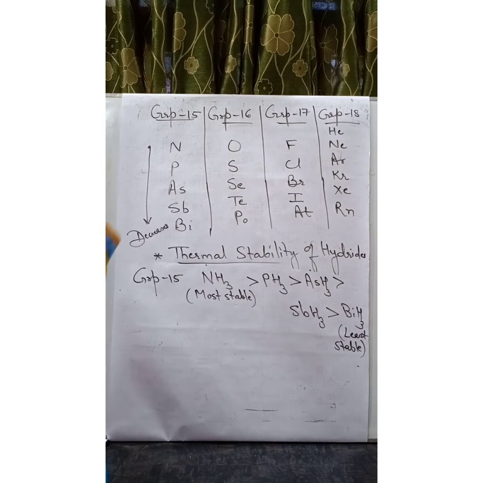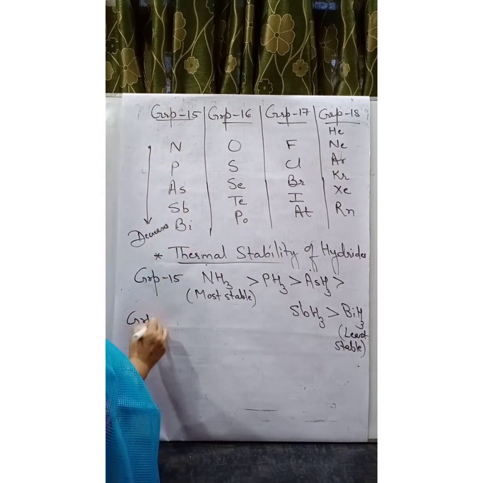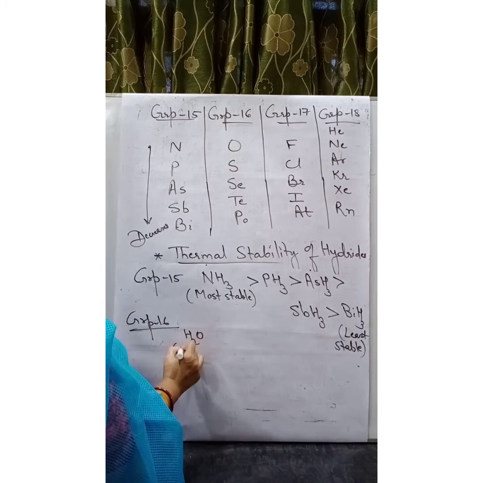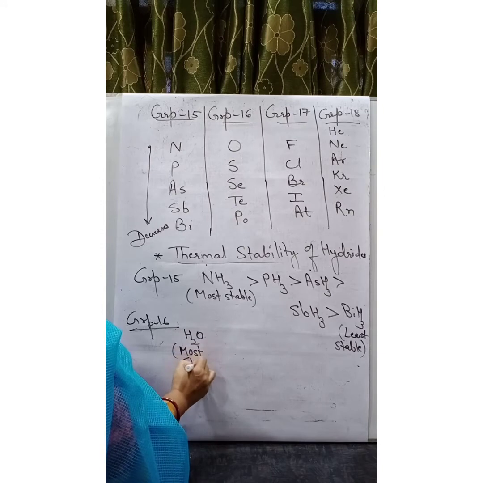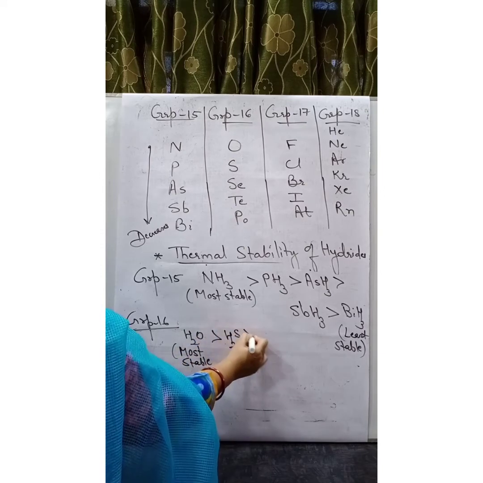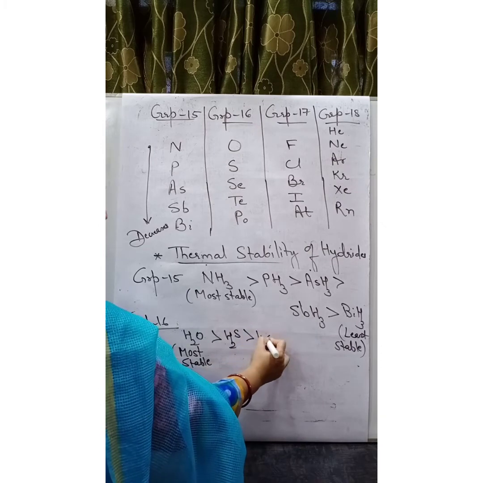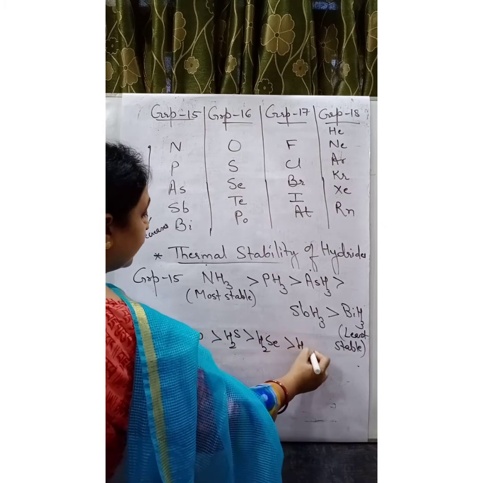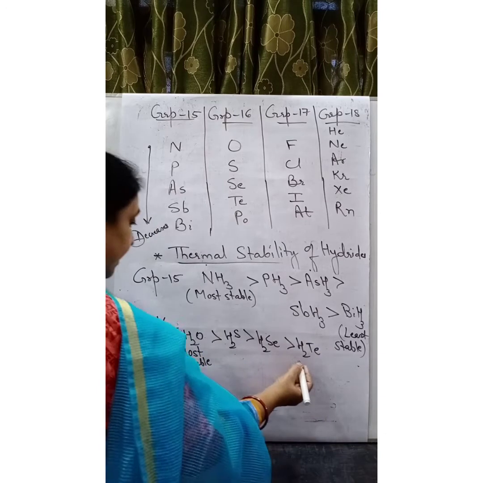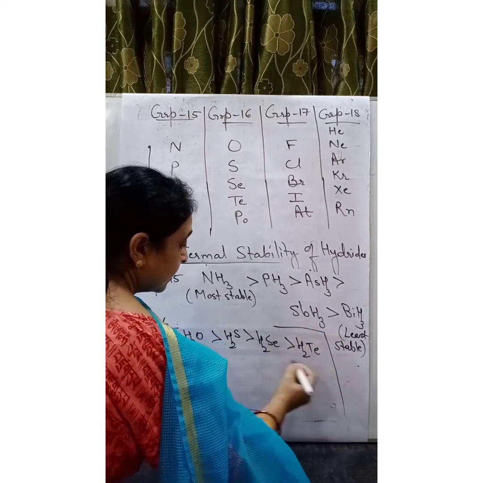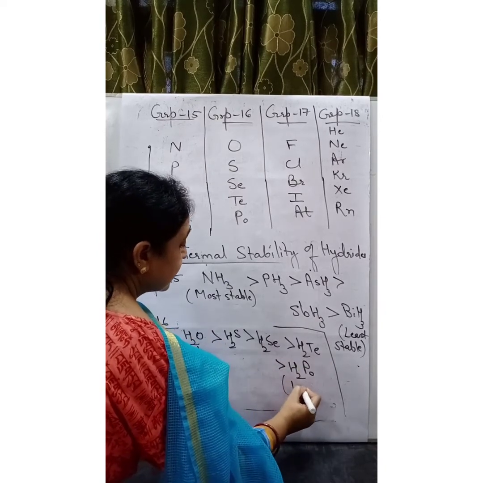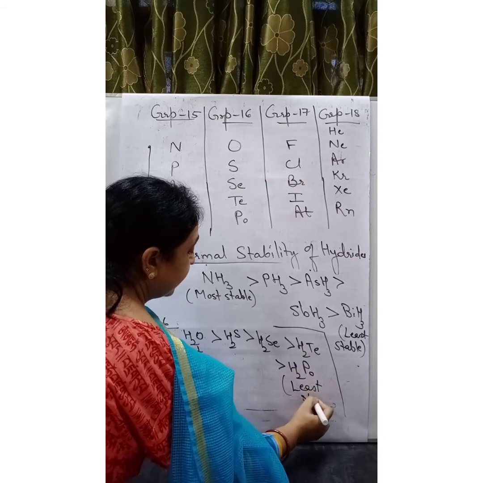Similarly, in group number 16, H2O is the most stable hydride, greater than H2S, greater than H2Se, greater than H2Te, and it is greater than H2Po. This is the least stable hydride.